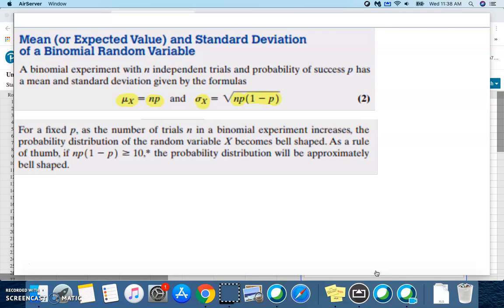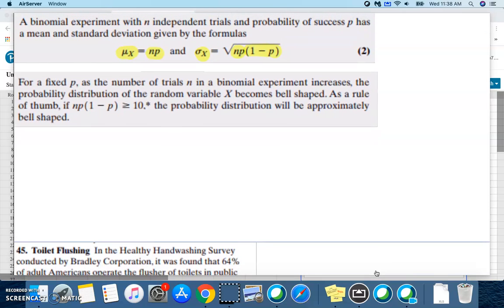It's kind of nice. Also, for a fixed p, as the number of trials n in a binomial experiment increases, the probability distribution of x becomes bell-shaped. As a rule of thumb, if n times p times 1 minus p is greater than or equal to 10, the probability distribution will be approximately bell-shaped. We are going to use that quite a bit in the future, but just as a note, as the number of trials gets big, we'll start to see a bell-shaped curve.